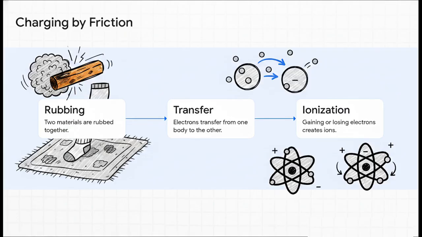This physical rubbing literally tears those loose, lightweight outer electrons right off the atoms of one surface and dumps them onto the other. The material that gains the electrons becomes negatively charged, obviously, and the material that loses them is left with more protons than electrons, making it positively charged. This whole process of gaining or losing electrons, that's called ionization.